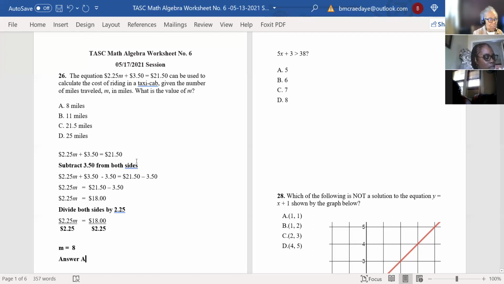And notice 26, you have a variable based on the number of miles you traveled. And then you have a $3.50 fixed cost that you pay regardless of the number of miles you travel. So that's a fixed cost. So the M miles, 8 miles traveled, multiplied by the $2.25 per mile, added to the fixed cost $3.50, give you a total cost of the cab ride of $21.50.